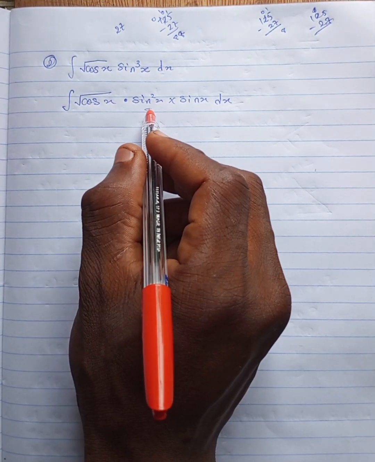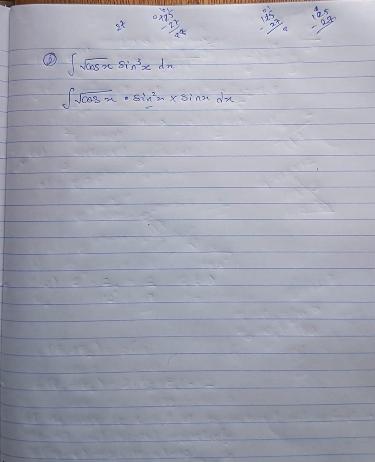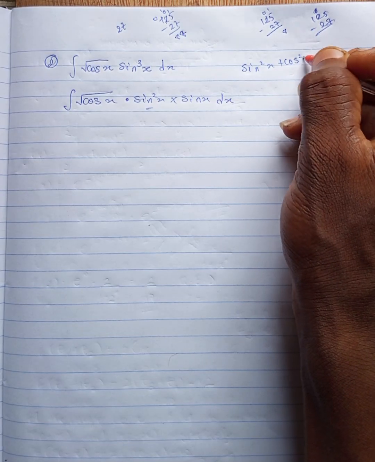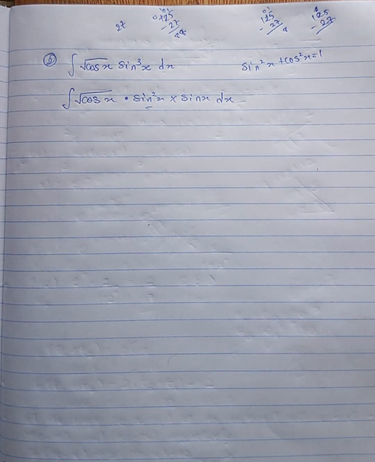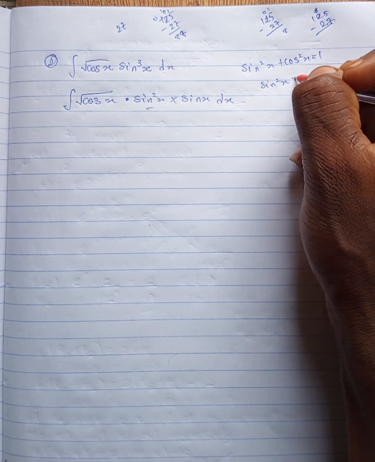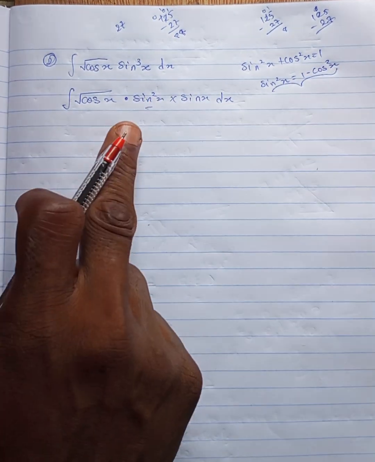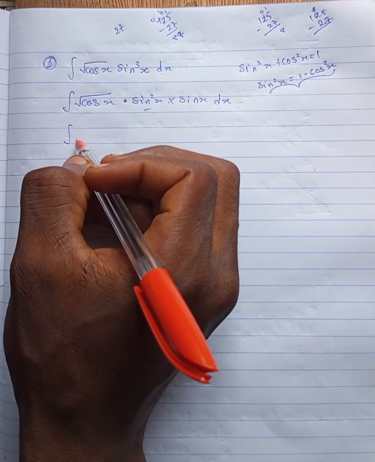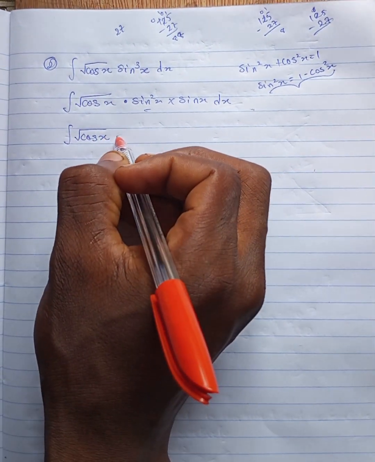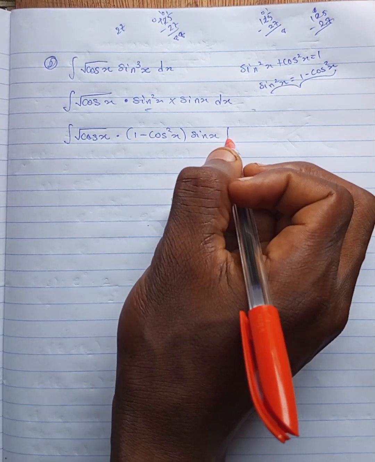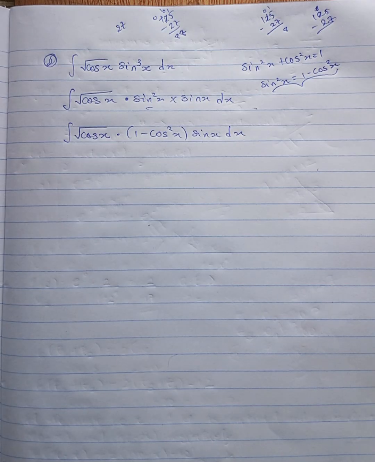Now this sine squared x can be rewritten as something. Sine squared x plus cos squared x is equal to 1. Yes or no? Yes, that's absolutely true. So sine squared x is equal to 1 minus cosine squared x. So we're going to put this into the problem. So we have the integral of the square root of cosine x multiplied by 1 minus cos squared x, then sine x with respect to x. Now after this has been decomposed, you notice that this can be easily solved.